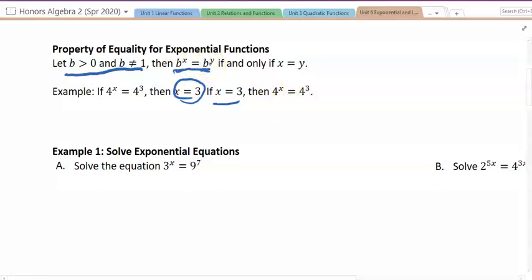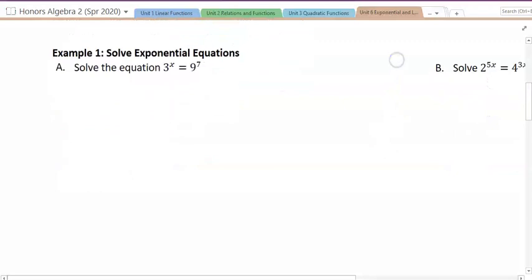But that's where our examples are going to take a little bit of a detour. Because when you look at example 1a, it says solve the equation 3 to the x is equal to 9 to the 7th. Those don't have the same base. But think about this. Can I rewrite 9 as a base of 3? What is 9 as 3 to some power? What power would that be? Well, 9 is 3 squared, right?